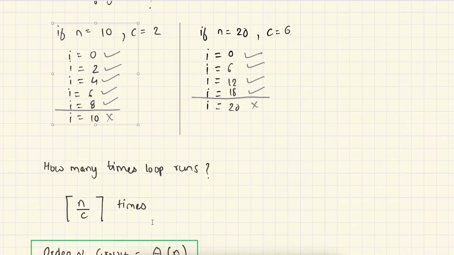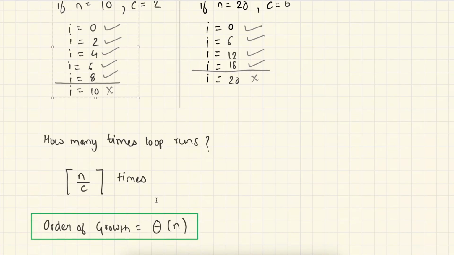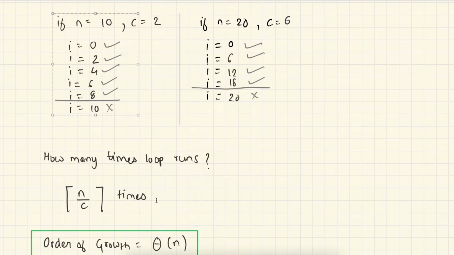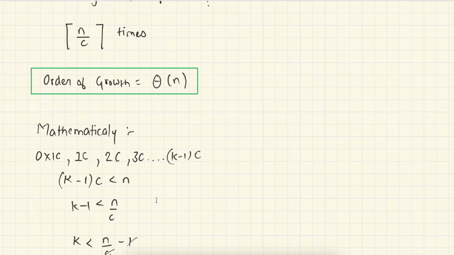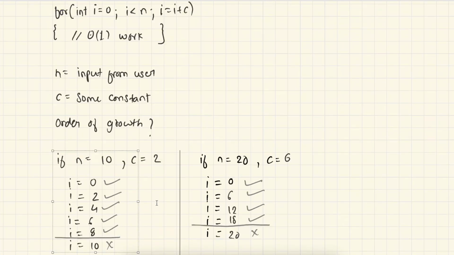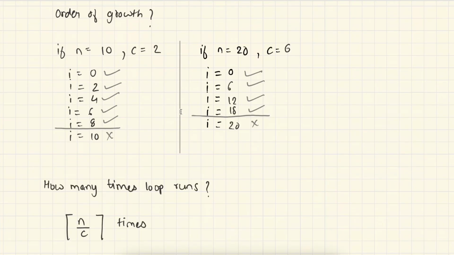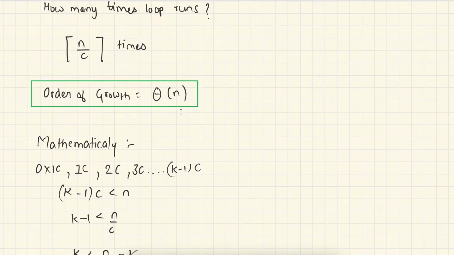But there are some problems where it would be very difficult to get the order of growth by simply dividing n by c. So we use a mathematical method to get the order of growth. How? See, we are running this loop from 0 to n, and in each iteration we are adding c to it. So we can write it like this. We are adding c in each iteration, and we are starting from 0.